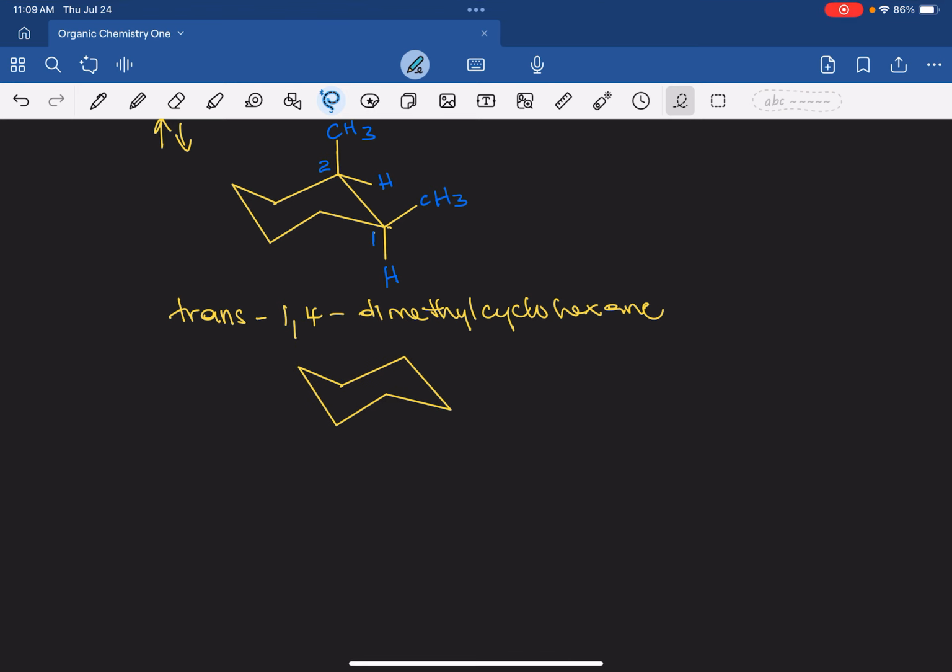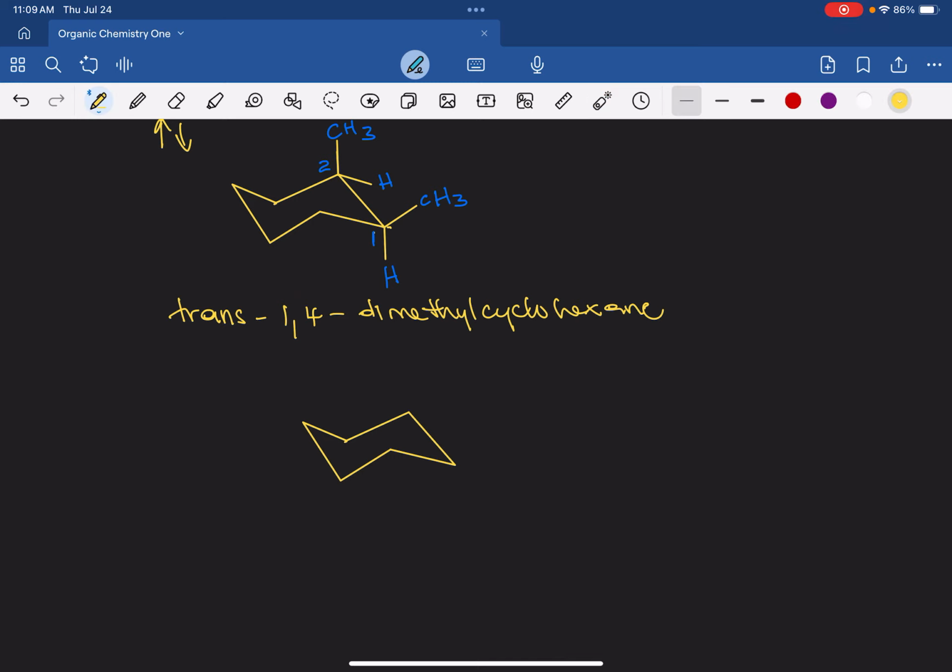Cool. Let's draw trans. So remember, trans means opposite sides. Cis is the same side. Trans is opposite sides. So it's trans-1,4-dimethyl cyclohexane. Cyclohexane is taken care of. This tells me that on carbon 1 and on carbon 4, I have methyl groups. On carbon 1, I have a methyl group. On carbon 4, I have a methyl group. In total, I have two methyl groups.